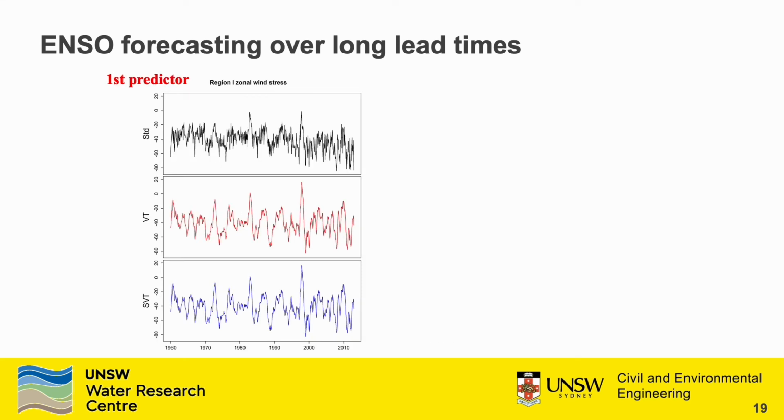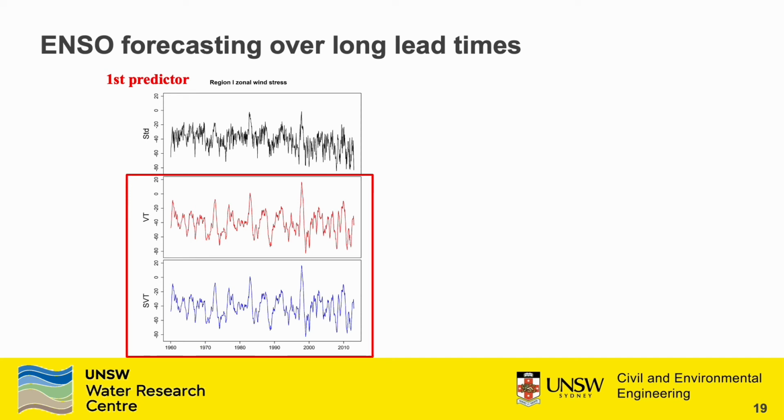Coincidentally, VT and SVT identify two significant predictors, region 1 zonal wind stress and subsurface temperature at 100 meter depth. So for the first identified predictor, the zonal wind stress, the VT and SVT models are the same. The transformed predictors are smoother than the original time series, since high frequency information or noise has been modulated. This is the same example I showed at the very beginning.